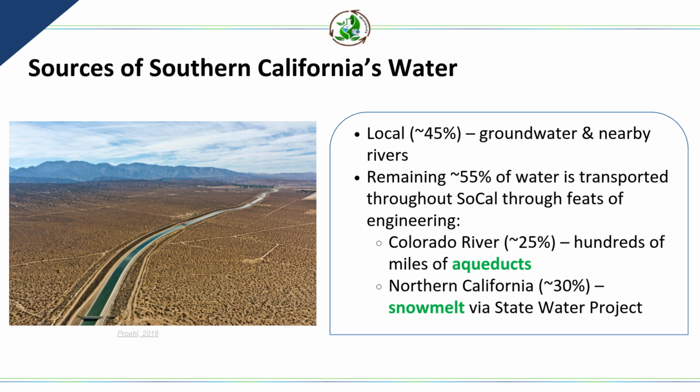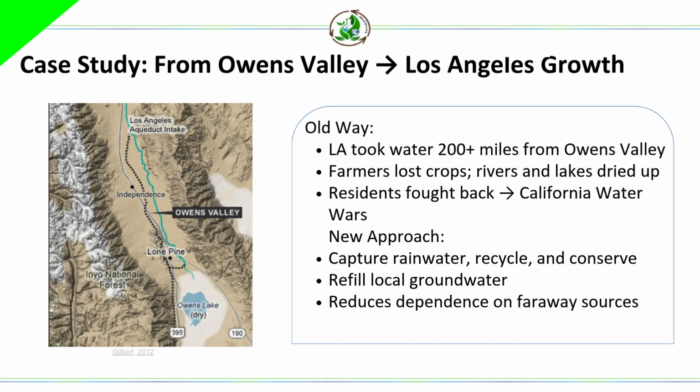So almost half our water is local, and the other half depends on huge systems that move water across long distances. This shows how much planning and infrastructure it takes to supply water to millions of people and farms.